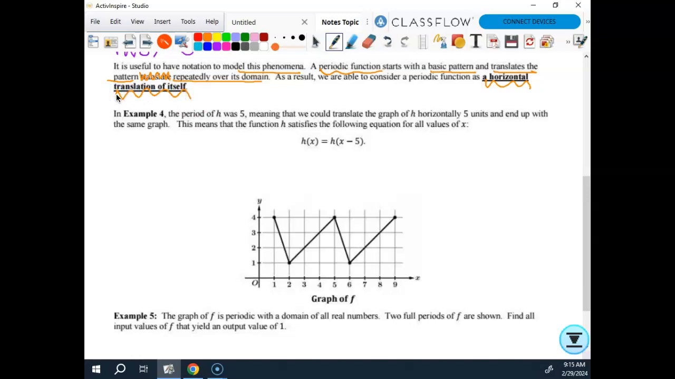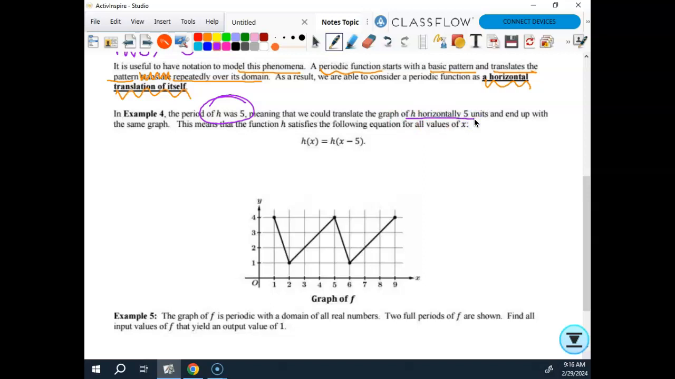Right? And if I just take the function going from negative infinity to infinity, and if my period was 4, whatever, if I move it to the right or to the left 4, it should look exactly the same. Kind of think about picking it up out of something that it's molded into, and you can shift it over, and then it can plop back down to where it went, right? Just kind of fits right in the groove. All right. So in example 4, the period of h was 5, meaning that we could translate the graph horizontally 5 units and end up with the same graph.